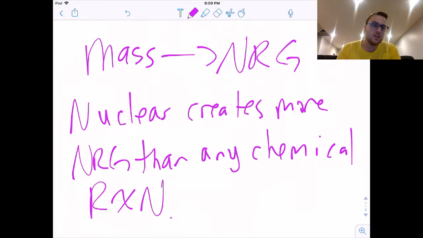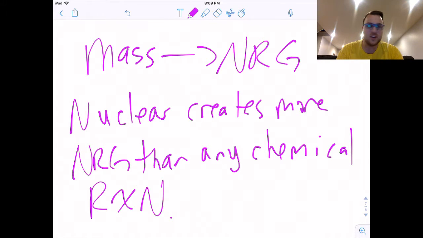Fusion can create a lot of energy, but at the moment we don't use it as much because it costs more energy than the energy it outputs. Because it takes a whole lot of energy to fuse together those positive nuclei that prefer not to fuse together.